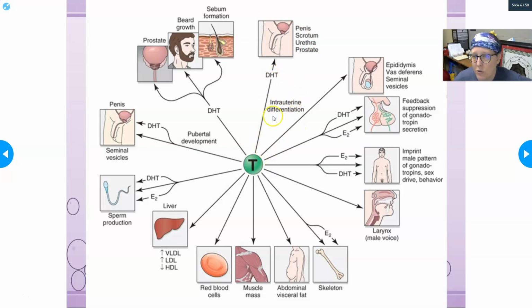It also does intrauterine differentiation, right? So the presence of testosterone in the uterus is the signal for the embryo to develop into a male. So it facilitates development of the male reproductive structures. And it is on a feedback suppression of the gonadotropin secretion. So there's again that negative feedback loop.